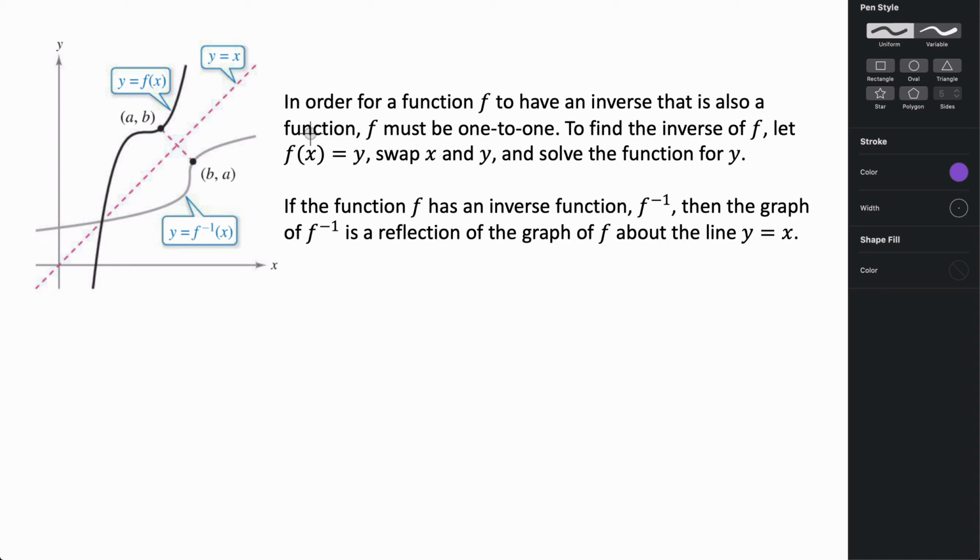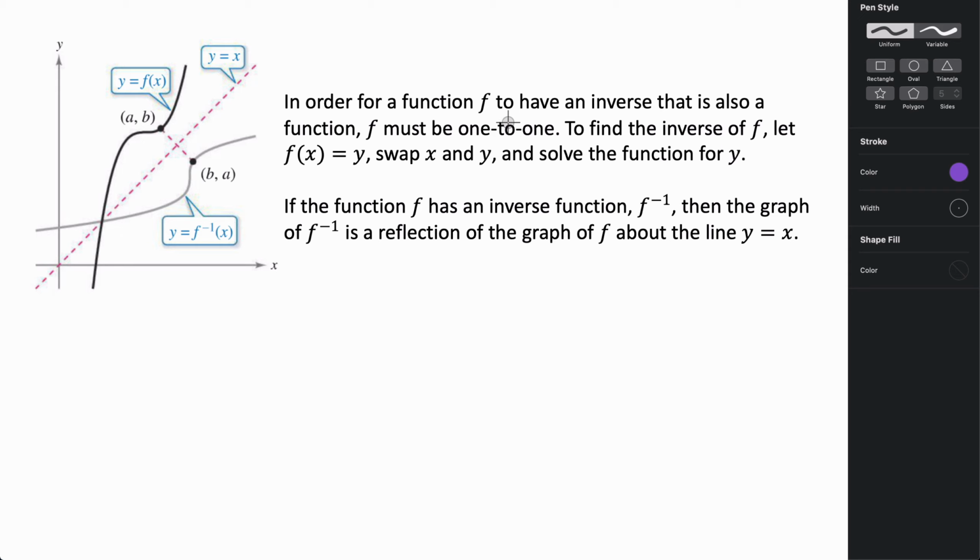In this video, we're going to be taking a look at how to find the derivative of an inverse function. Before we look at the derivative, let's refresh our memory on what an inverse function is. In order for a function to have an inverse, and generally when we talk about it having an inverse, we mean that it is also a function, the original function f must be said to be 1-to-1.